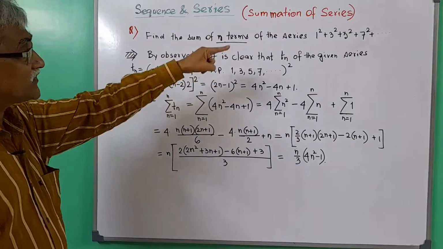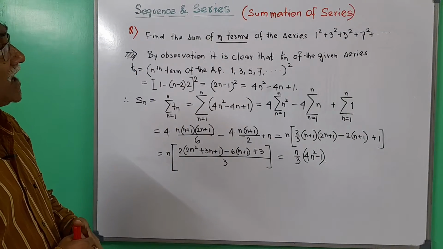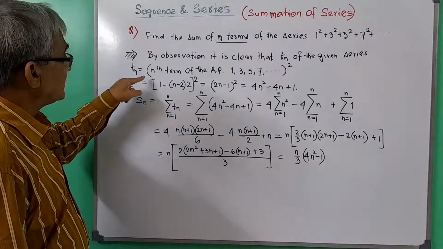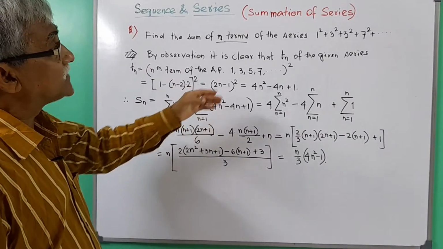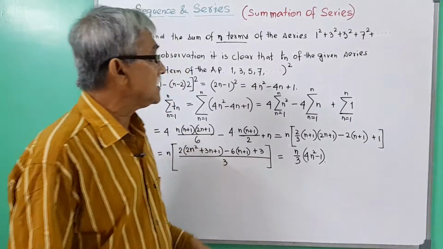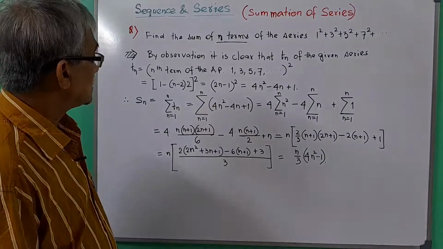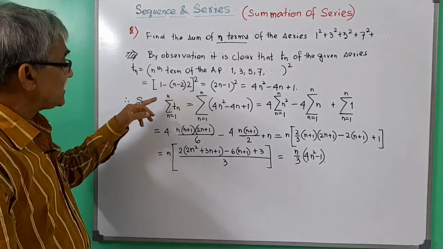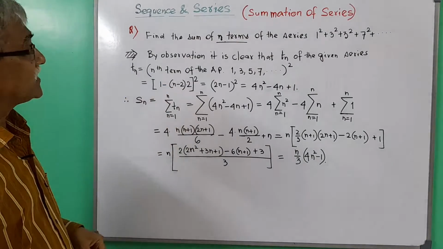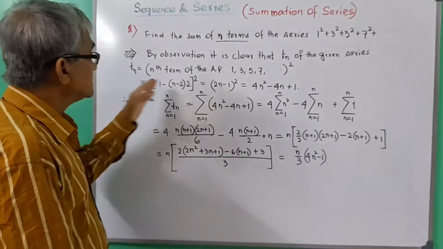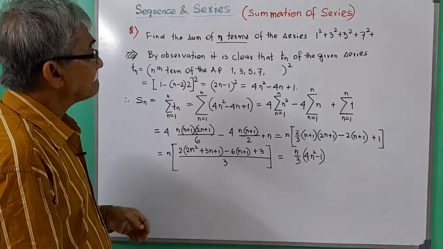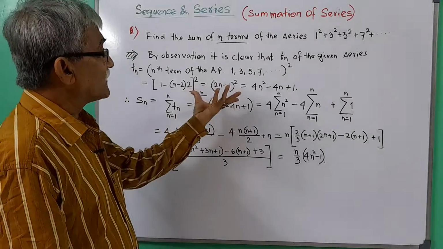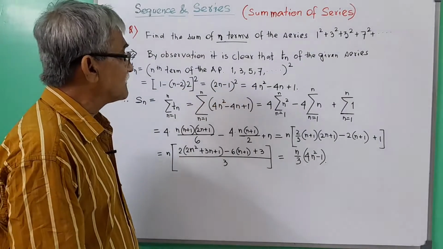So by observation it is clear that the nth term, that is Tn of the given series, will be the nth term of the AP 1, 3, 5, 7 and its square. So what is the nth term? You use the formula a plus (n minus 1) into d. That is, here it is 1 plus (n minus 1) into 2, which is 2n minus 1, and the square of it. That is (2n minus 1) whole square. So expand it: 4n square minus 4n plus 1.